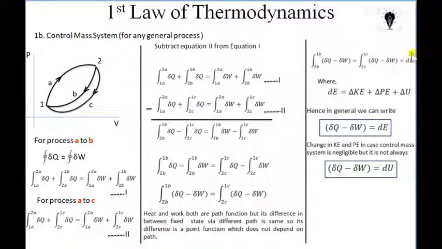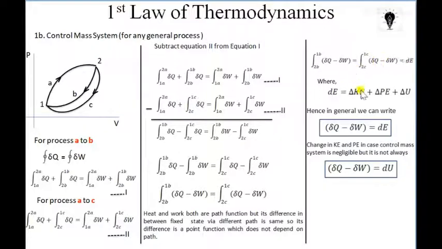So here E is a point function, and it is only valid for common states, whatever the process that takes place between two common initial and final states. For example, if there is another state 3, and if I draw along 1 and 3, then it won't match. I said it is a process done between two common states. So here we have dE equal to change in kinetic energy plus change in potential energy plus change in internal energy. That term we are already familiar with. This is nothing but the total energy. We have seen it already in our previous lecture.